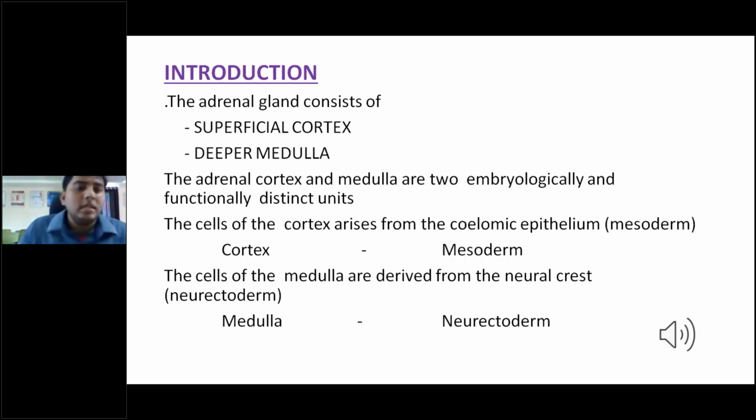So the adrenal gland consists of two parts. You already know one is the cortex and the other the medulla, outer cortex and inner medulla. These two are embryologically different, they function separately, and they have very different roles. The cortex cells are derived from coelomic epithelium, which is a component of the mesoderm. The cells of the medulla are derived from the neural crest.